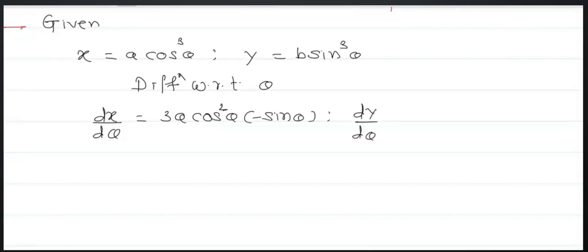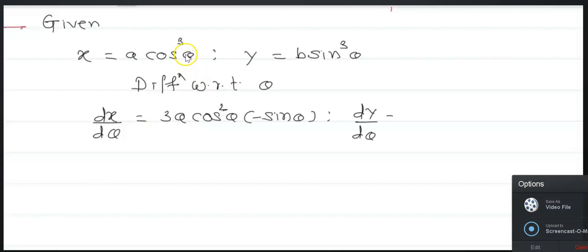Therefore, dx upon d theta: what is the derivative of cos cube? That is 3a cos square theta into the derivative of cos theta, which is minus sine. In the same manner, dy by d theta is 3b sine square theta into the derivative of sine theta, which is cos theta. Now see this.